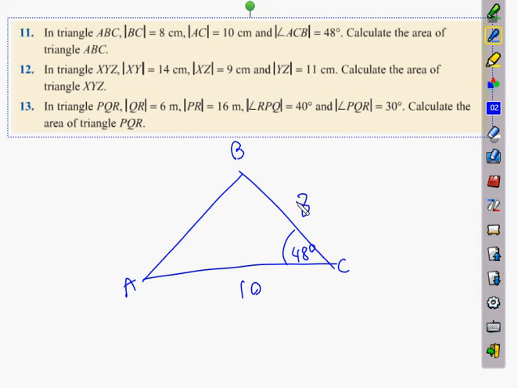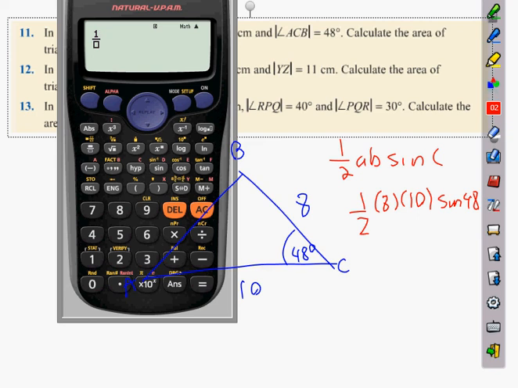How do you get the area of that triangle, lads? You can't find out all the sides just yet. You use this formula here: half times 8 times 10 times sine of 48. It is in the tables. So half times 8 times 10, sine of 48, and what we get is 29.73.